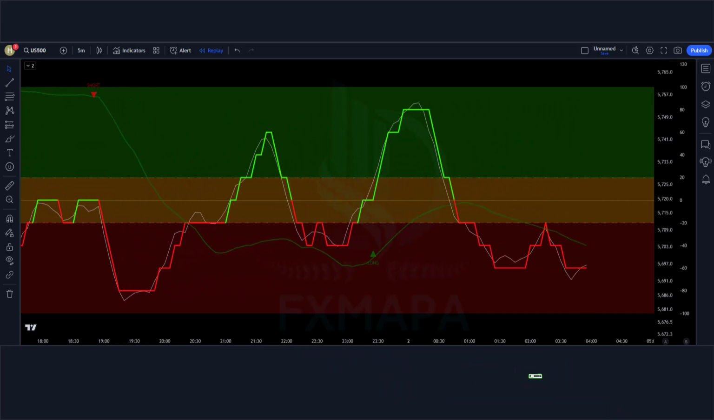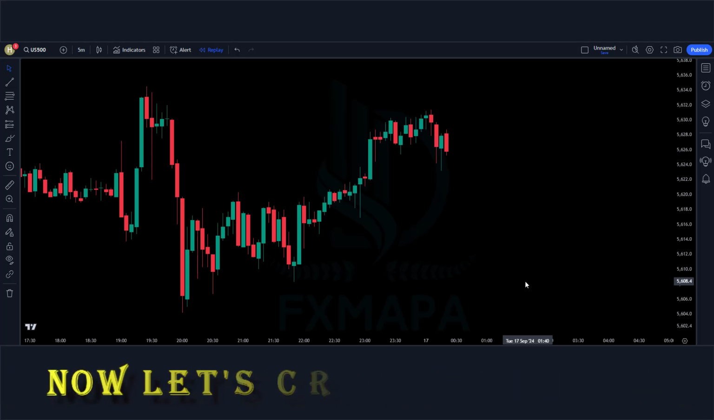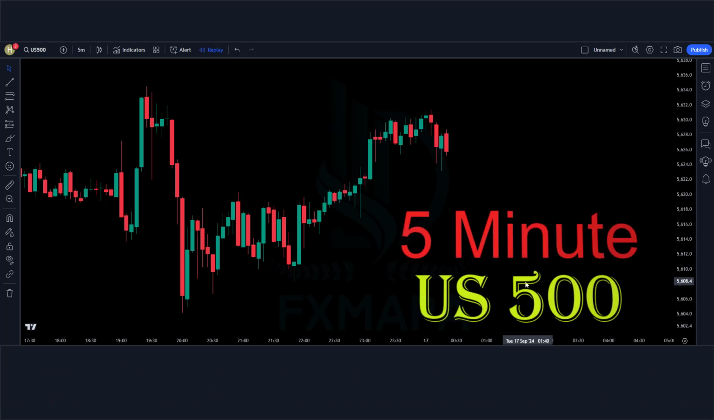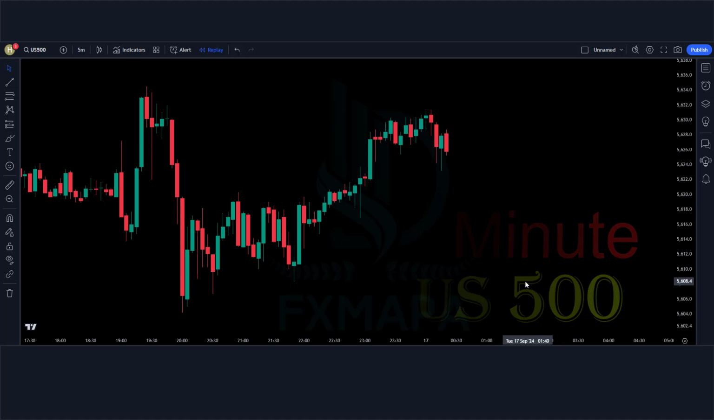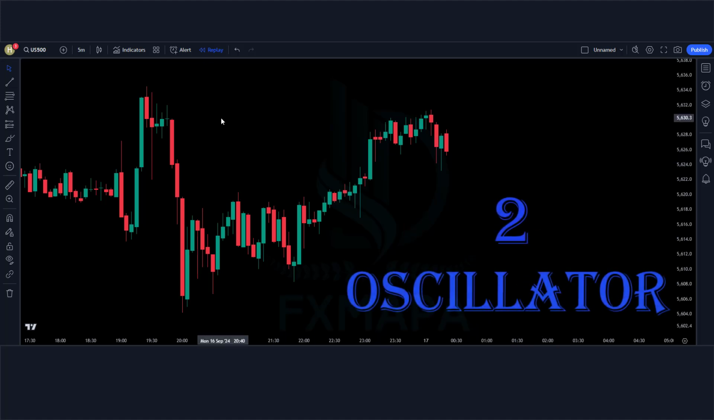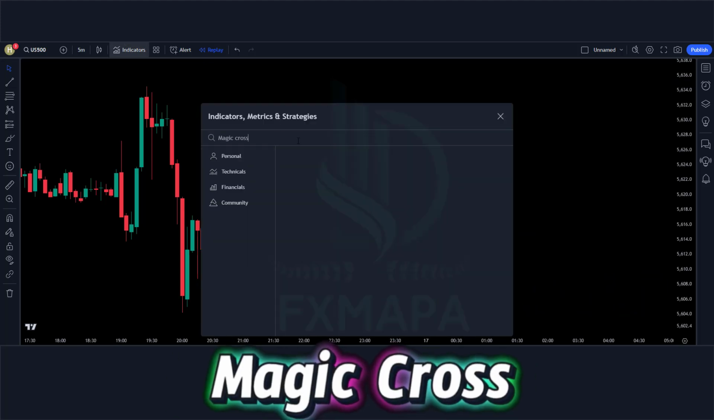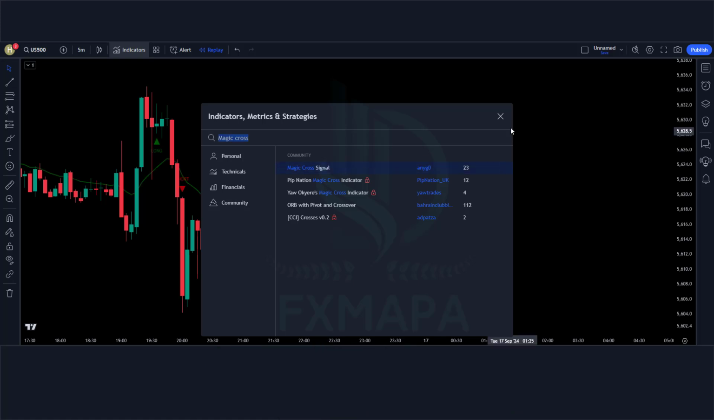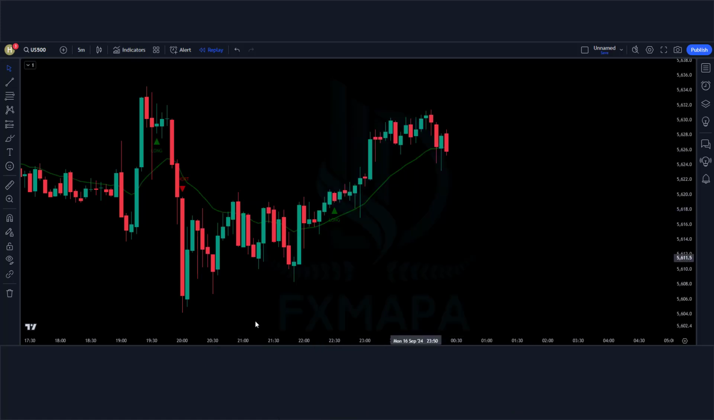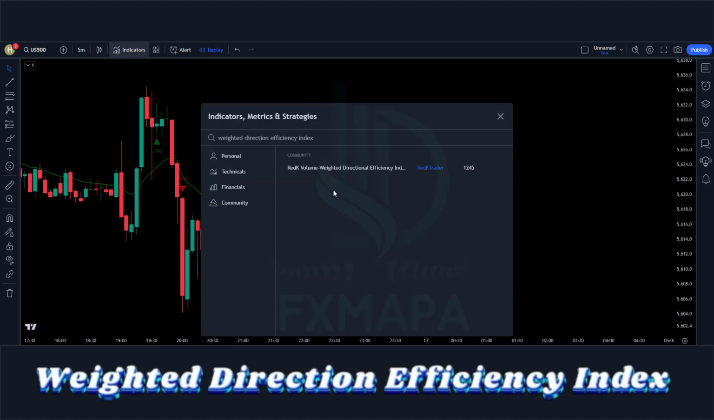So I don't waste any time, let's get started. Now let's create a trading setup. We are going to test this strategy on 5-minute time frame in US 500 chart. In this setup we would require two oscillators. First indicator name is Magic Cross. Second indicator name is Weighted Direction Efficiency Index.